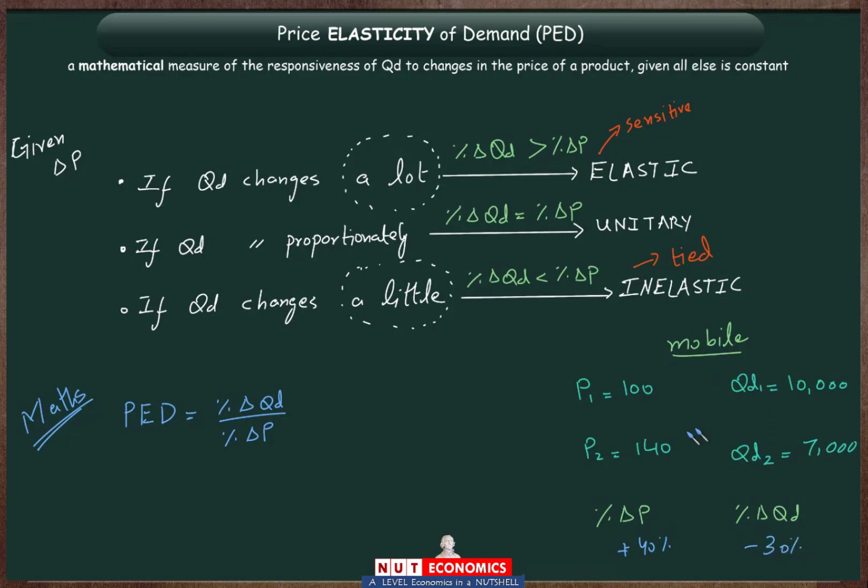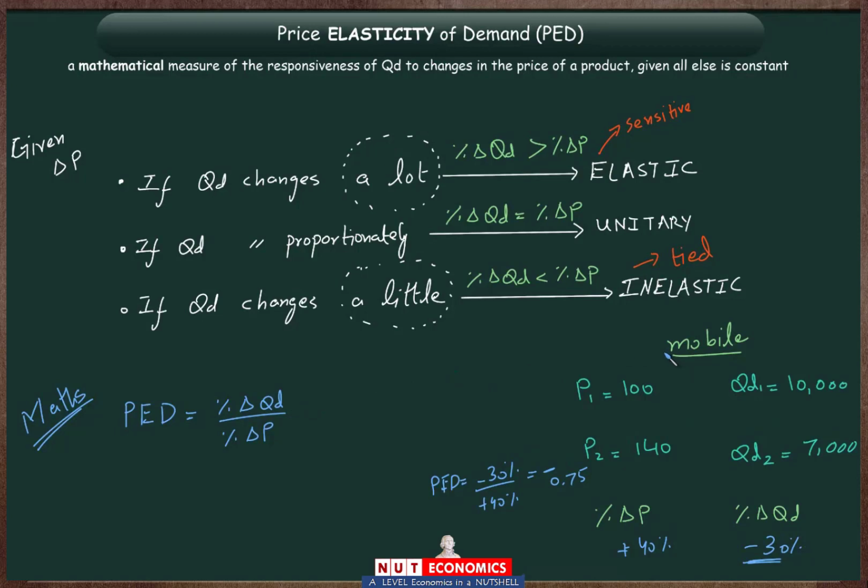So decrease means a negative, so a decrease of 30%. If you have to calculate the PED of this mobile phone, then all you need to do is divide this percentage change in quantity demanded of minus 30% by the percentage change in price of plus 40%. Now negative divided by a positive will give you an answer that is negative, so the sign is important. Then 30 over 40 I think equals 0.75. So this would be the PED of this mobile phone. You simply apply this formula.